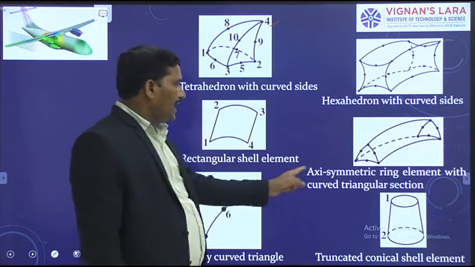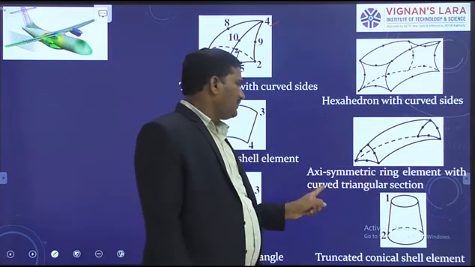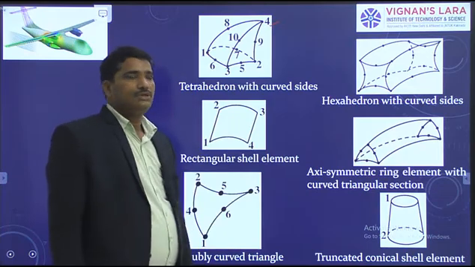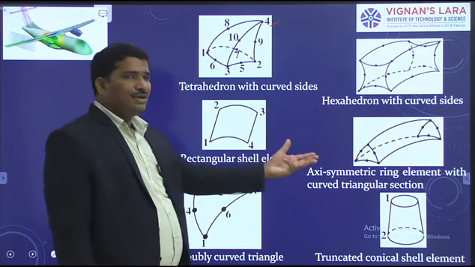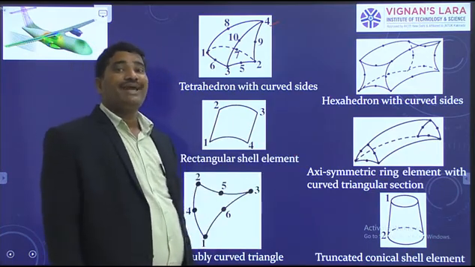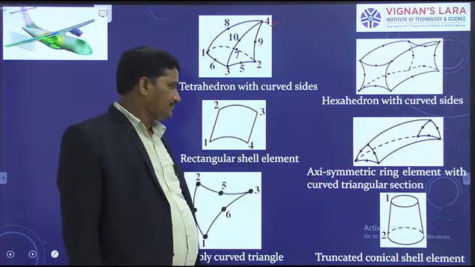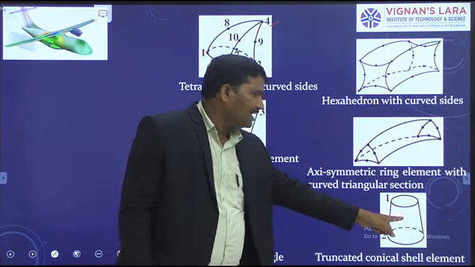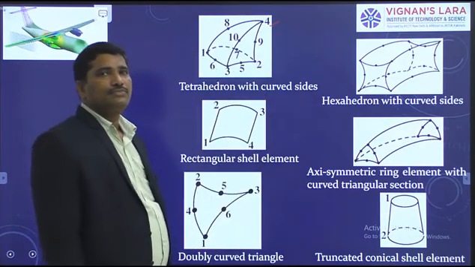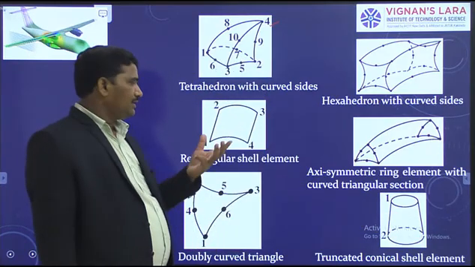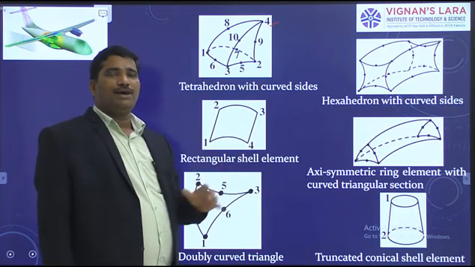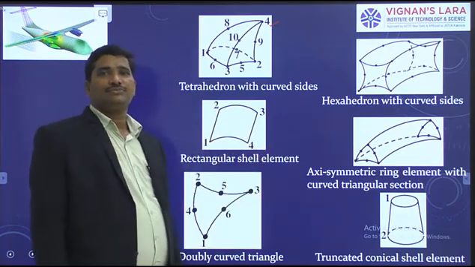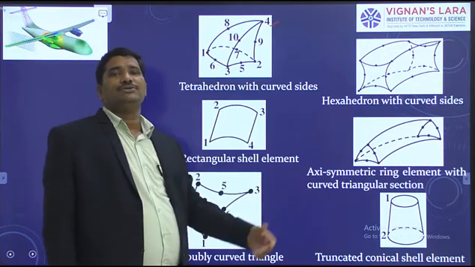Next, axisymmetric ring element with curved triangular section. This element we can use for axisymmetric problems. Next one, truncated conical shell element. If the domain is in the form of the frustum of a cone, then you can use this.